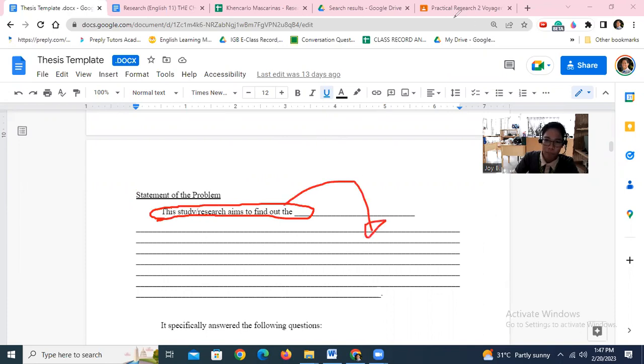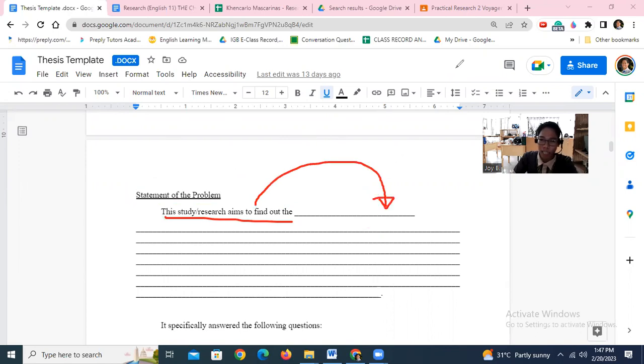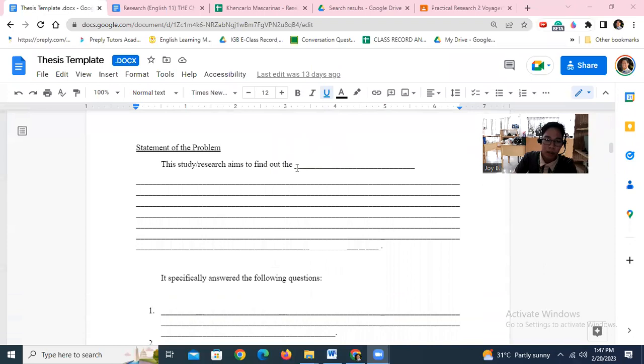Again, what is the purpose? Once more: the statement of the problem indicates what the goal is and the reason why the study was conducted. For example, if you are talking about the addiction to K-drama, you will tell in this section the reason why you wanted to know why students are addicted to K-drama. Again, this is the statement of the problem.